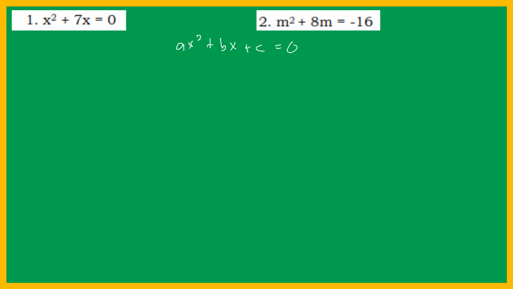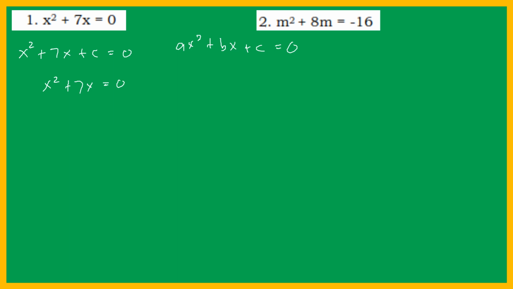Number 1. So we have x squared plus 7x is equal to 0. So as you can see in the given, it is already written in standard form. So we can rewrite this as x squared plus 7x plus c is equal to 0. And in this case, c is equal to 0 kasi wala siyang nakalagay dito sa ating given. Kaya 0 siya. So hindi na siya nilalagay. So that means we can factor the given x squared plus 7x is equal to 0. And the factoring method to be used in this given is the common monomial factor.